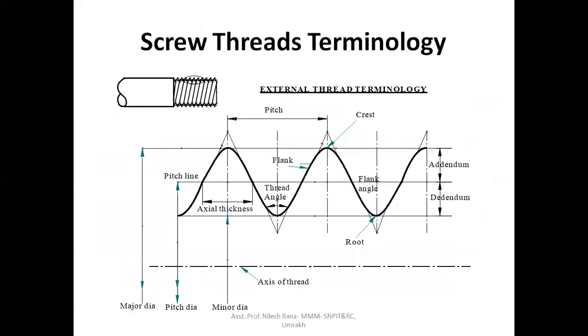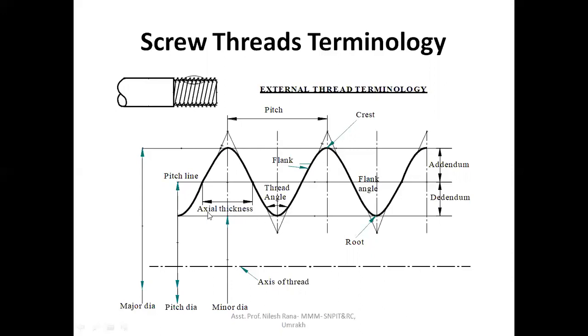Okay, this is the screw thread terminology, and this is for the external thread terminology, right? So here you can see the figure, and in this figure, this is the axis of thread first of all. Okay, this portion is your major diameter, means at the top of the crest, and this is called the minor diameter, that is for the root. Okay, and this is your pitch diameter from the pitch line distance. This surface is called the flank.